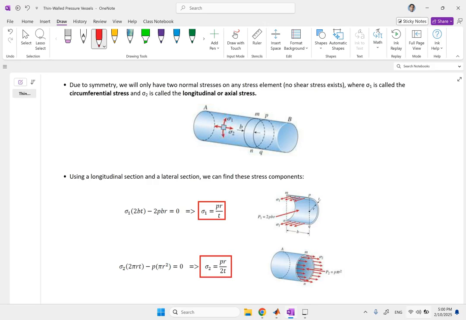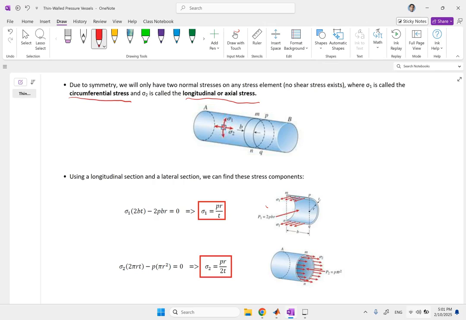The first one is sigma 1, which you can see here. That is called the circumferential stress. Circumferential stress, sigma 1, because it is on the circumference. Sigma 2, which appears parallel to the axis, is called longitudinal or axial stress. Okay, so we have circumferential stress, sigma 1, and sigma 2 is called longitudinal or axial stress. And these are different values. And if you look at any element on the tank or the pressure vessel, sigma 1 is in the radial direction, and sigma 2 is in the longitudinal direction.